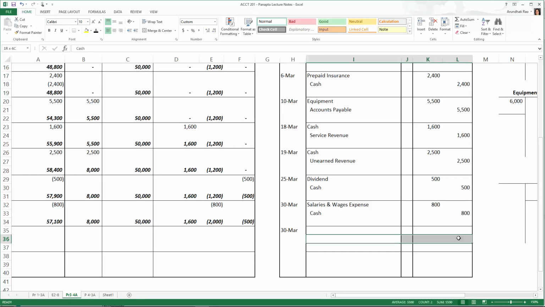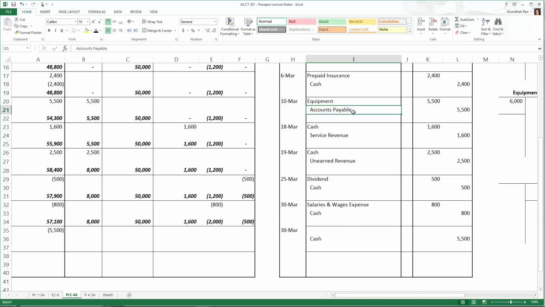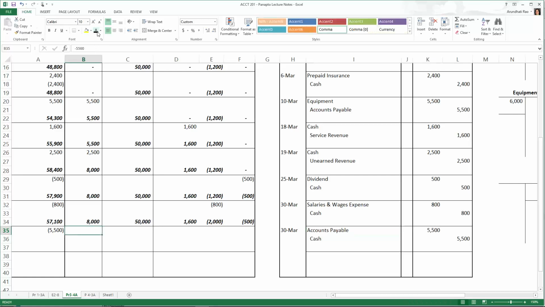Okay, so cash will decrease, so cash has to be credited. What should I debit? Remember this $5,500, this accounts payable? In order to establish the accounts payable, I credited it. In order to decrease it, I'll have to debit it because I no longer owe that money. I'm paying it off. So it's going to decrease my liability.